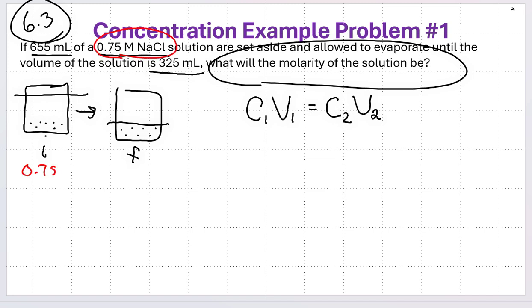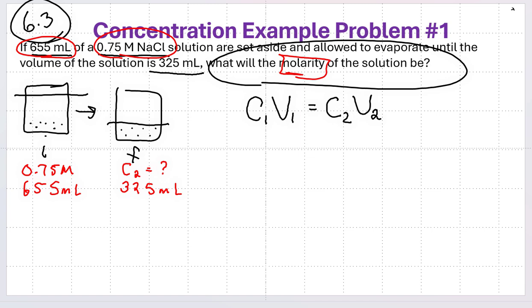And what we're given here is the initial concentration, 0.75 molar, and the initial volume, 655 milliliters. And then we're given the final volume of 325 milliliters. What we're looking for is concentration 2, in units of molarity. So all we need to do is isolate what we need, which is C2.